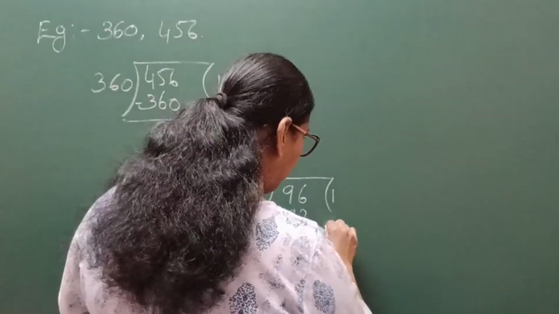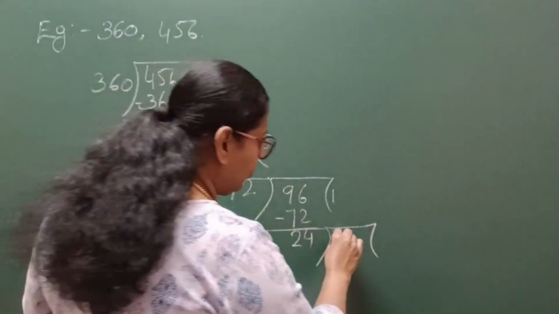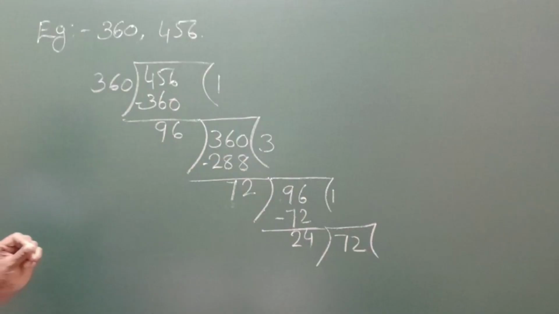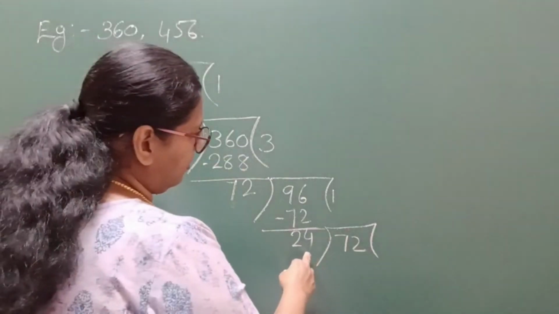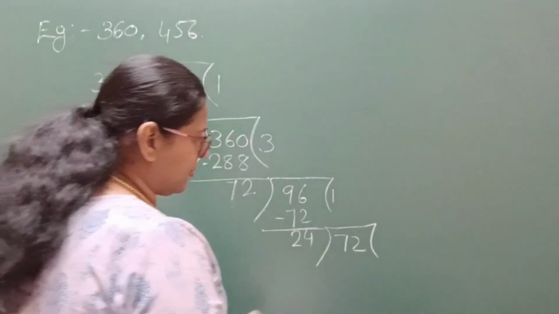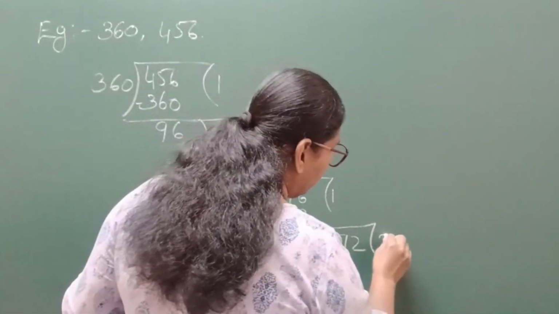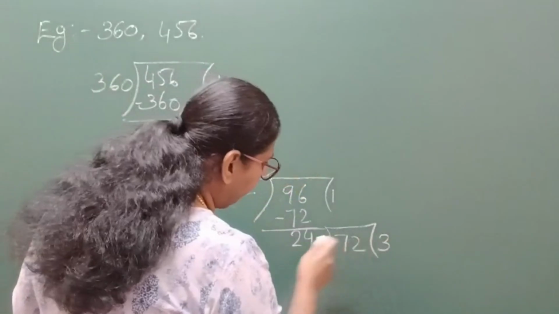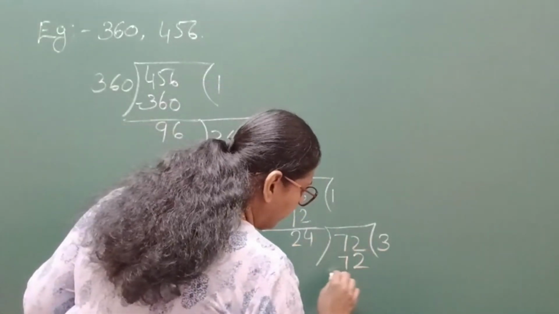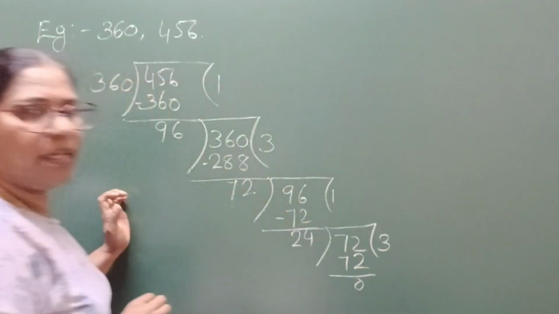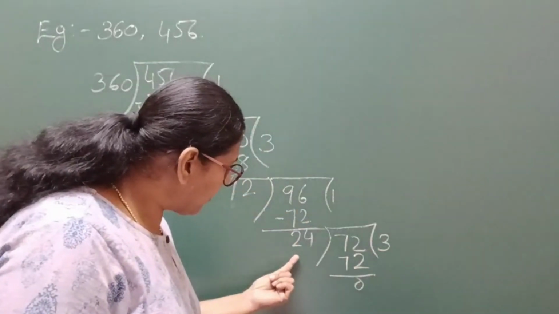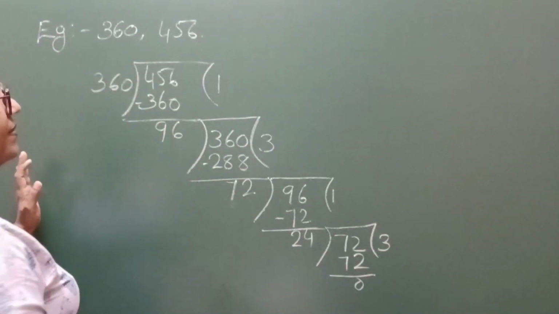Again 72 divided by 24. Then 3 times. 3 4s are 12. 3 2s are 6 plus 1, 7. 72. Remainder is 0. So the last divisor is 24. That is our HCF.